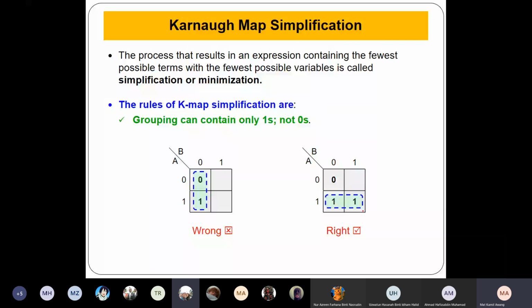Sir, if it groups 0 with 0, what does that mean? No, when you want to simplify, you find the ones. Oh, if there is a 0 in the group, then it's not a group. No, we simplify using the cells with ones only. Ones only. Okay, sir. Okay.